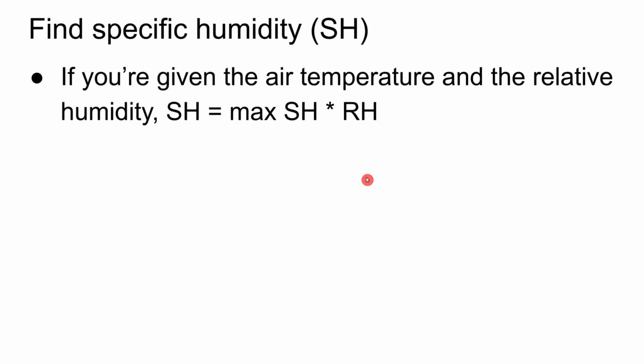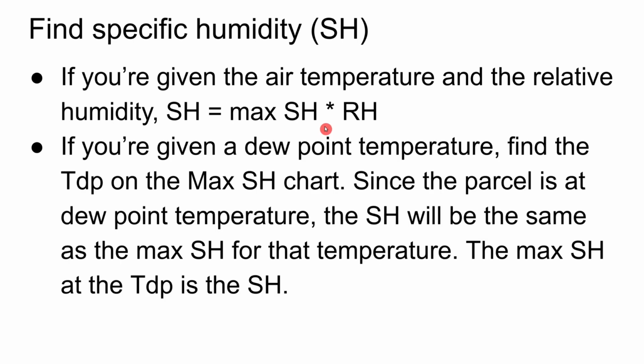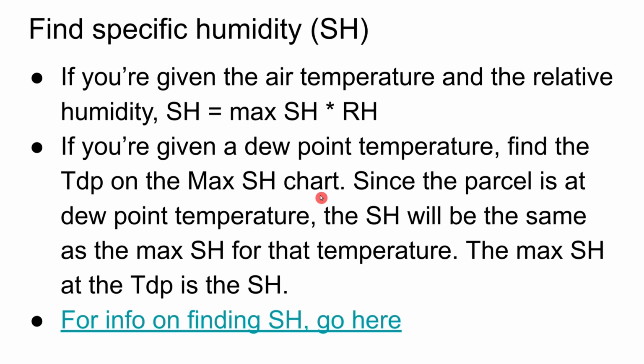Finding specific humidity, we did that last week. Specific humidity equals max specific humidity times relative humidity. If you're given air temperature and the relative humidity, that's how you do it. On the other hand, if you're given a dew point temperature, then you find the dew point temperature on the max specific humidity chart. Since the parcel's at dew point temperature, the specific humidity will be the same as the max for that temperature. Max specific humidity at dew point temperature is the specific humidity. So if I give you a dew point temperature, you just look it up and see what the max specific humidity is, and that's it. For info on finding specific humidity, go see last week's materials.